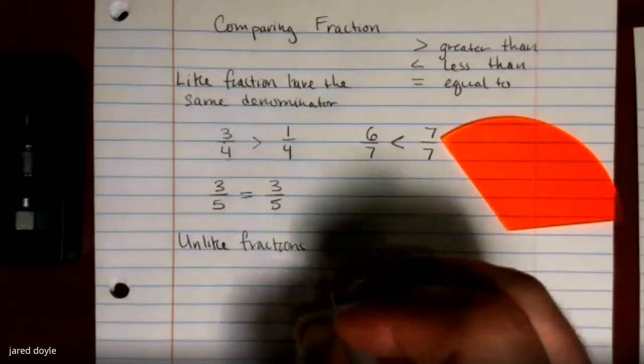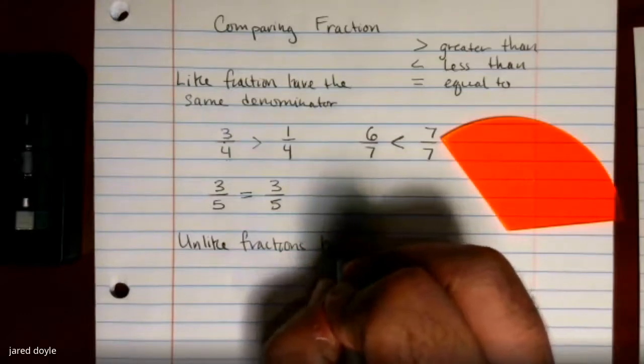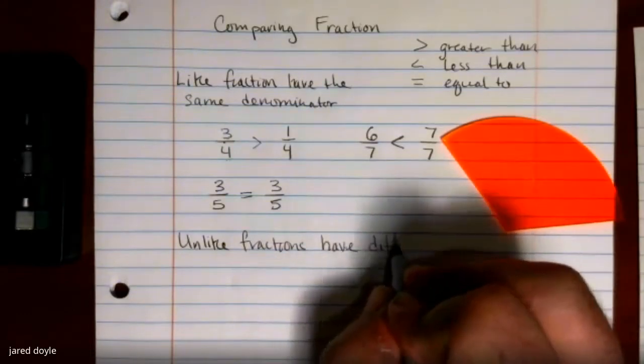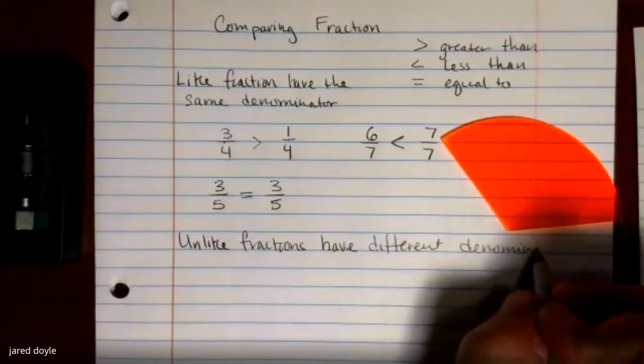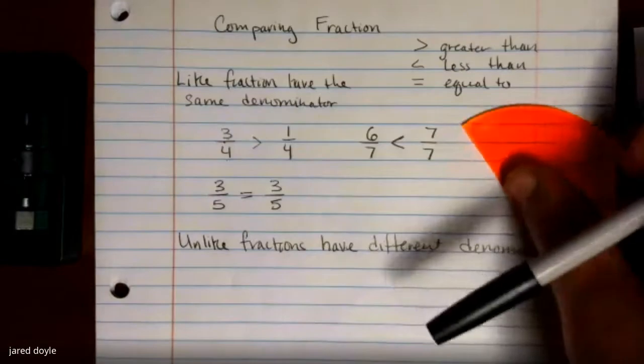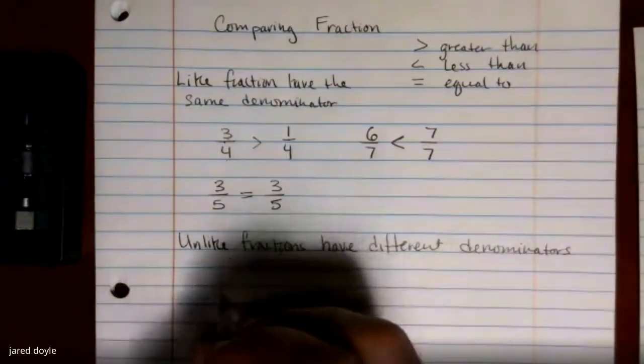So at first glance, you might not be able to see, okay, I've got 3 of 6 pieces and 1 of 3 pieces. How would you compare those? So those are going to be unlike fractions. They're not going to have the same denominator. They have different denominators.